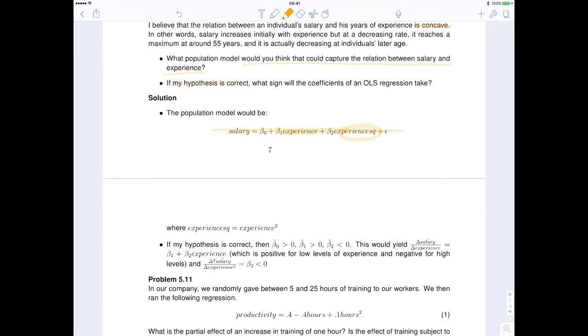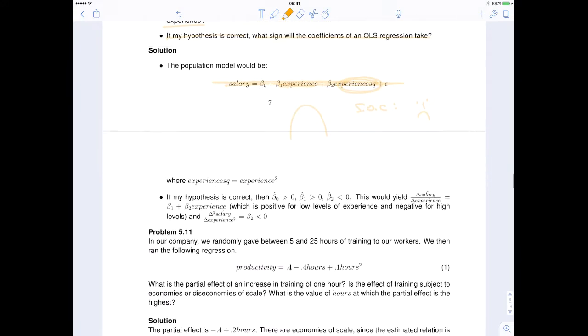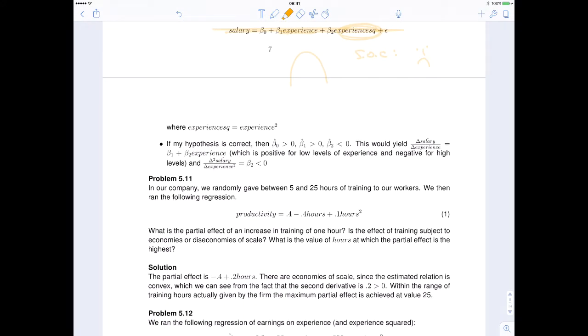If my hypothesis is correct, what signs will the coefficients of the OLS regression take? Well, if you take a concave function, what do you know about the second order derivative of this concave function? It's negative, right? Think of a negative concave shape, right? So if it's negative, then I want my beta 2 to be negative and my beta 1 to be positive.